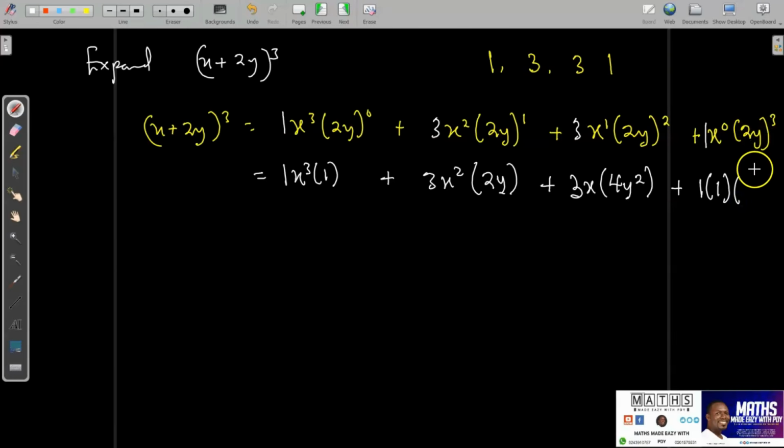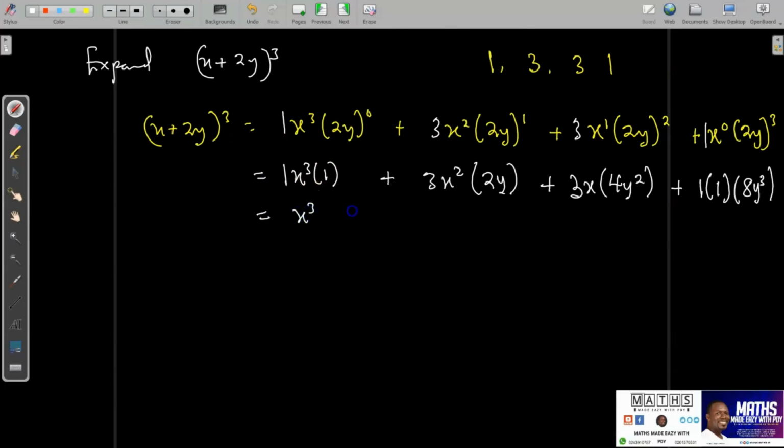What's the answer? The 3 will affect the 2 and also affect the y. So we get what? 8y cubed. Did I hear 6? Did I hear 8? 8y cubed. It is 8y cubed.